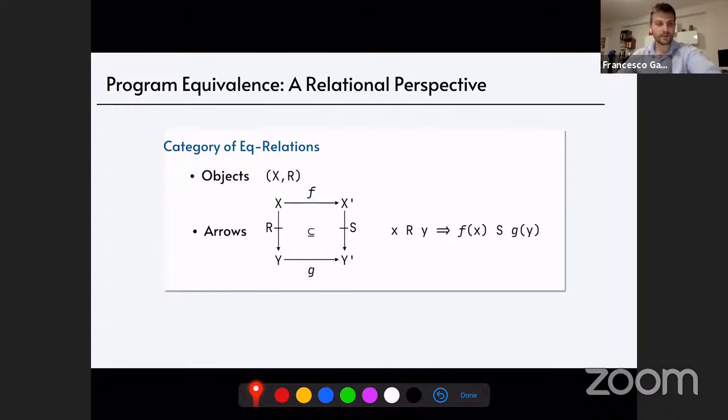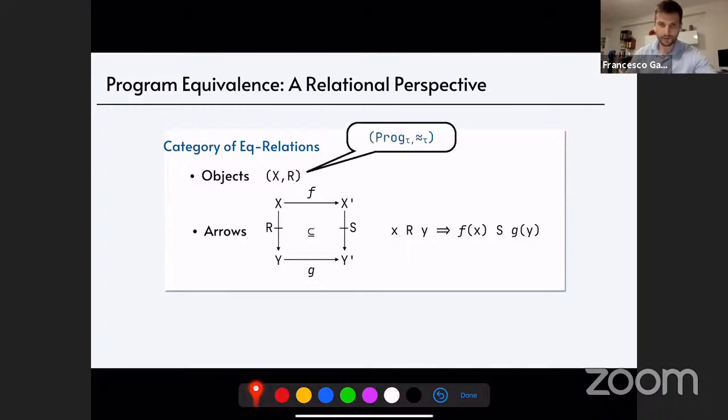And here the idea is that what we will do is essentially to work in the category of equivalence relations. Now, if you're not familiar with category theory, it does not matter. I will not use any category theory until the last 3 slides of the talk. The only thing that matters here is that the kind of mathematical objects we are interested in are sets together with an equivalence relation on them. And the reason why we're interested in those objects is that we will consider programs of a given type together with an equivalence relation for programs of that type.